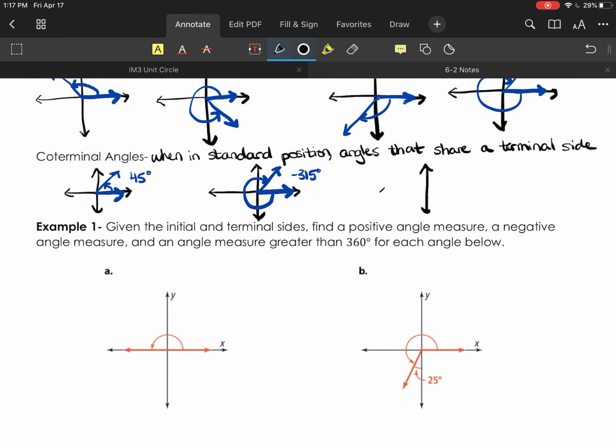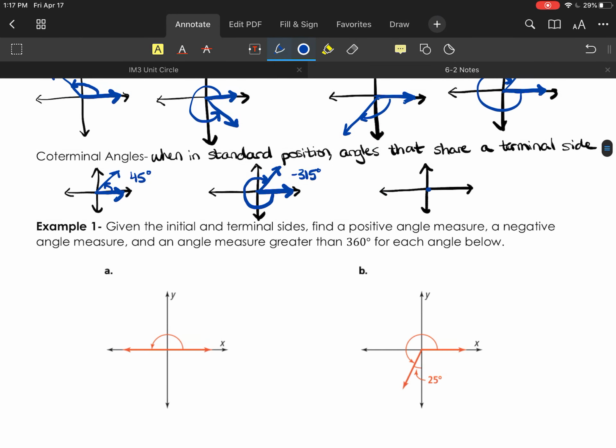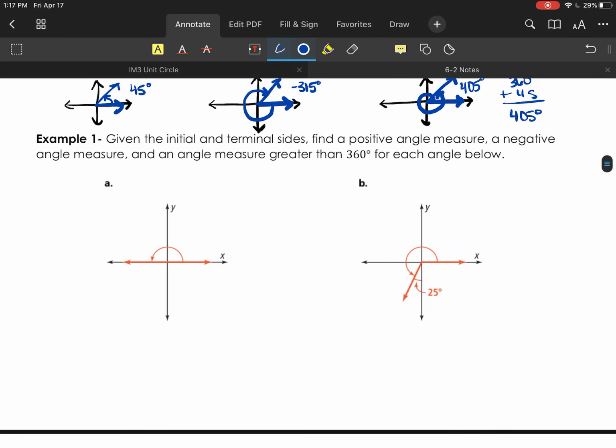Just as a heads up too, sometimes you can go around the circle more than once. Okay? So for example, you can have degrees that are bigger than 360. If I go around here once and then open up to where that 45 degree mark was, now I have 360 plus 45, which gives me 405 degrees. So this would be a 405 degree angle. Sometimes you'll be asked to find something bigger than 360. That's what we're going to do in the next step.